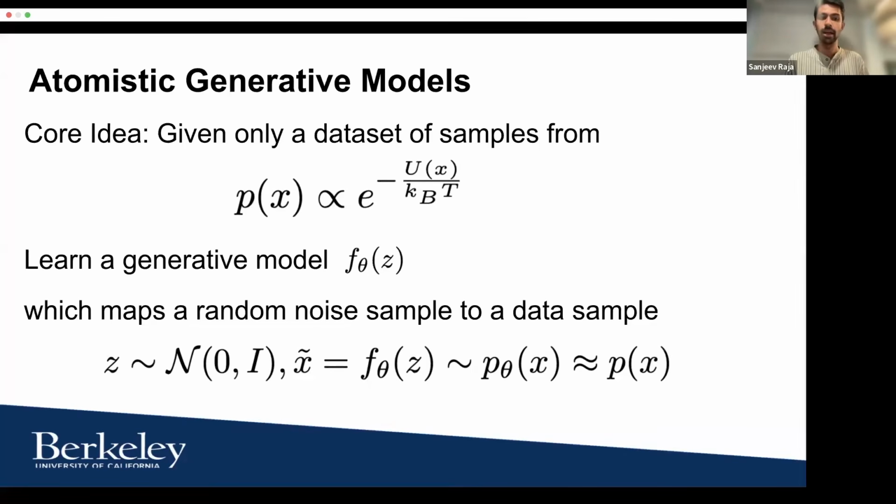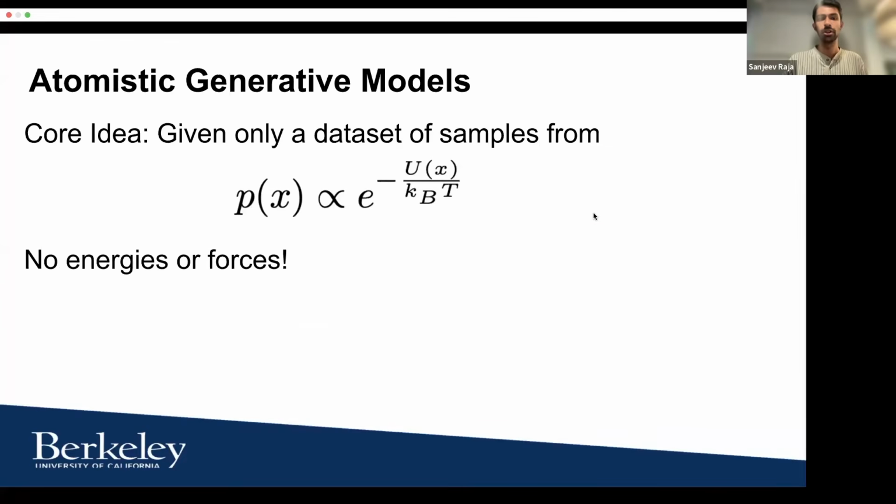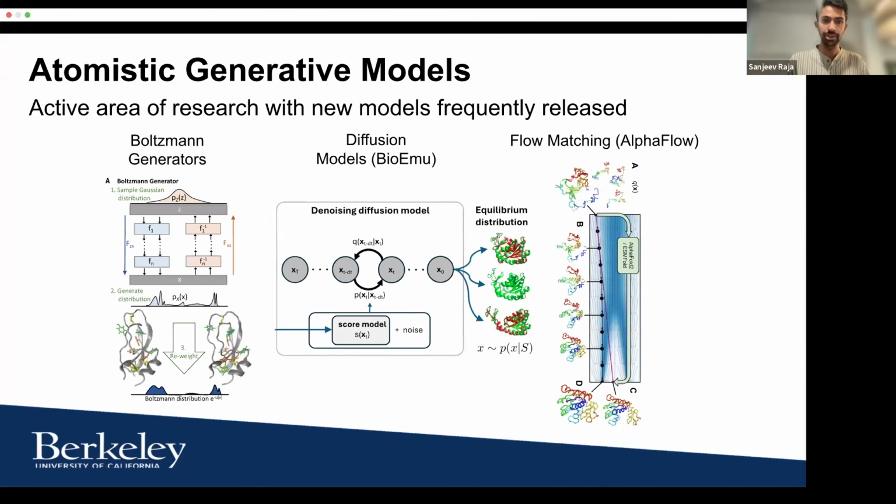function, you want to map an easy to sample from distribution, such as an isotropic normal, to a complicated distribution, in this case, the Boltzmann distribution. And so there are no explicit energies or forces that you're regressing to here. You're just trying to learn the distribution through samples. As I mentioned, this is a very active area of research. Probably the most high-profile recent model in this vein was BioEmu from the Microsoft team. But there are also a lot of models that are starting to do this. Most of them are based on the popular diffusion or flow matching paradigms.